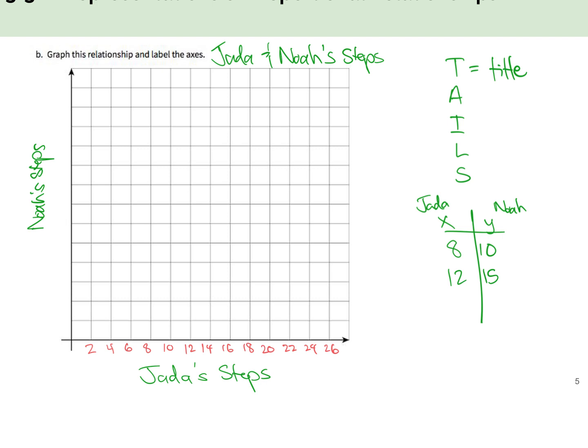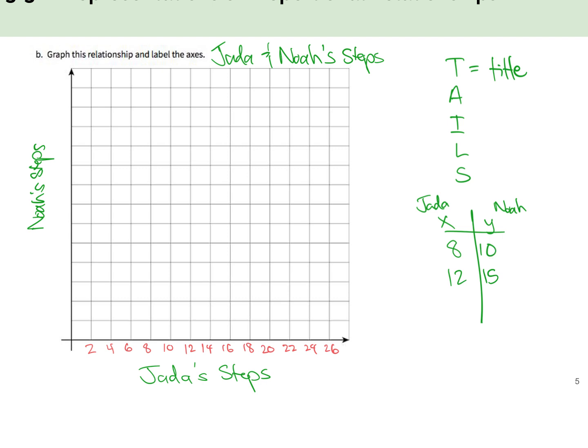Let's look at Noah. Notice how Noah's, this is 10 and this is 15, right? These are kind of going up by 5s. Could we label it by 2s? Yeah, but it will be a little bit hard. We would have to go in between on the graph itself. So I think we need to label these by 5s. So let's go ahead and do that.